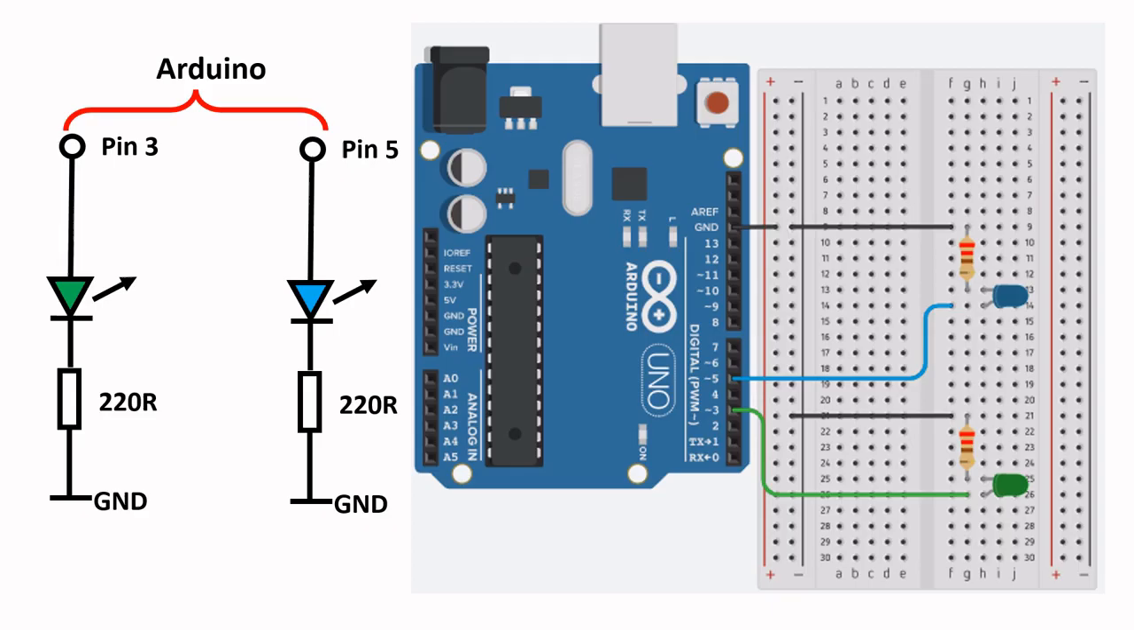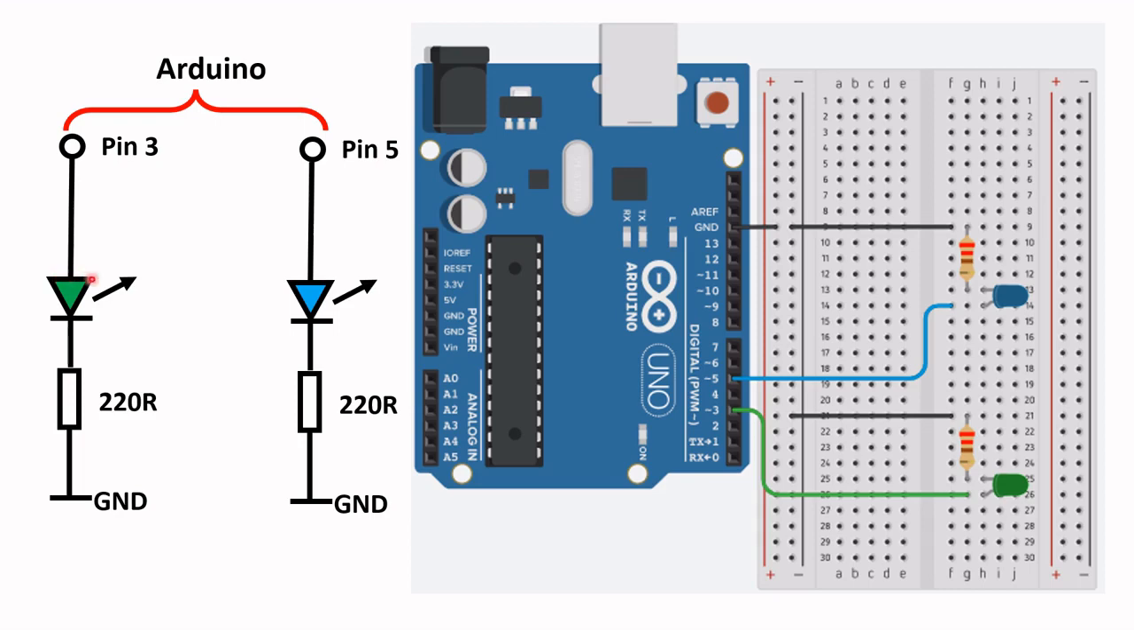Now, to test the code, we will need some hardware. All right, here is the circuit diagram, or schematic diagram, for this particular video. I have a green and a blue LED. You may choose any other color that you wish. So let's take a look at the green LED.